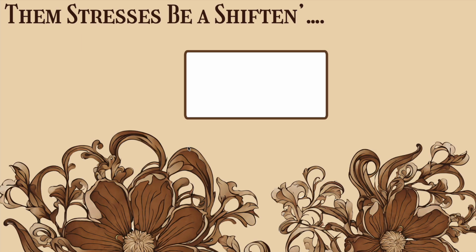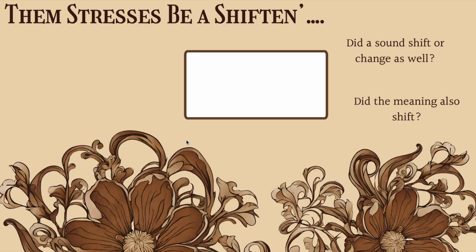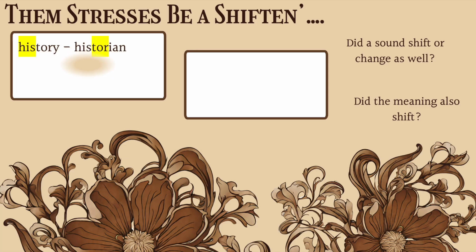A little bit different. So those stresses, they can be shifted, which also shifts a little bit of the meaning sometimes. For example, if you have history and then historian, we're going to emphasize this a little bit, and we get a little bit of different pronunciation on some other words that are coming up. Civilized, civilian, a little bit different. The stress is somewhere a little bit different. Changes the pronunciation a little bit.